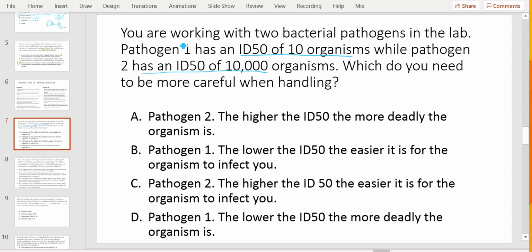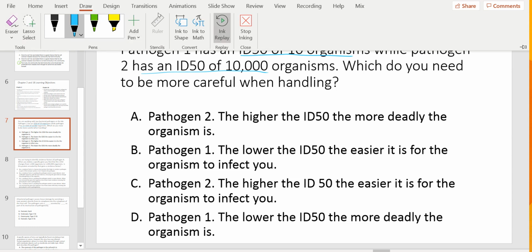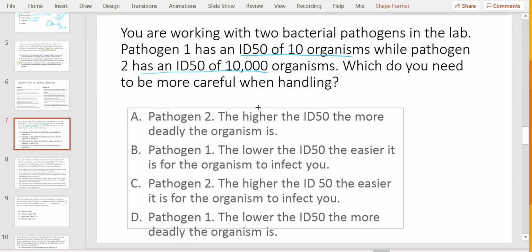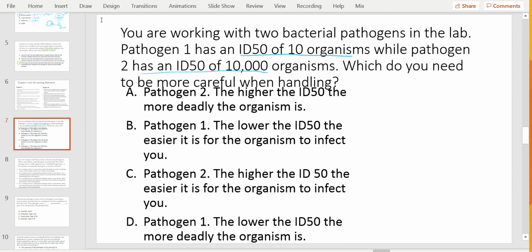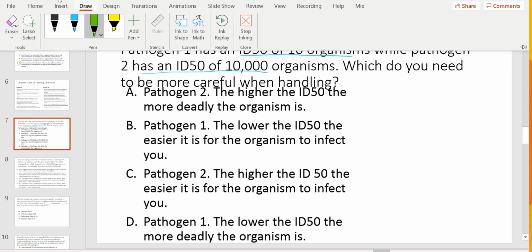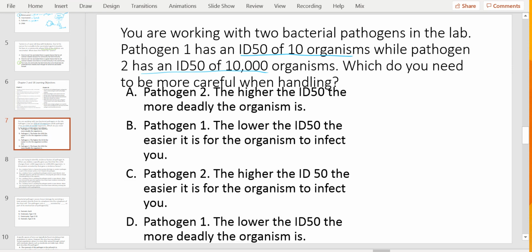So first we need to stop and think about what was the ID 50. So what does that term actually mean? I'm going to stop drawing here for a second. Give myself a little bit of room to write. Okay, so if you remember, the ID 50 is down here we're going to have the dose, which is going to be the number of organisms. And over here, we're going to have the percent of the population that is infected.